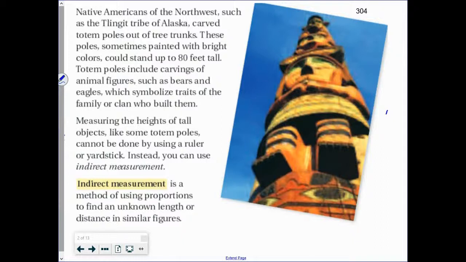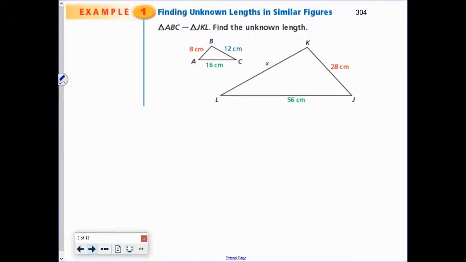And here's another vocabulary word to add to your vocabulary list. Indirect measurement is a method of using proportions to find an unknown length or distance in similar figures. So in the previous video, we talked about determining whether a figure is similar or not. Well, in this particular lesson, we're going to be given similar figures, and we've got to find a missing measurement.